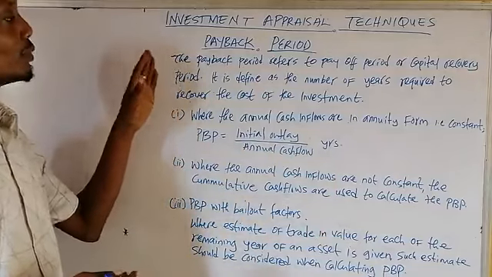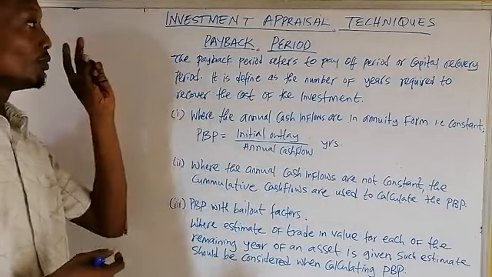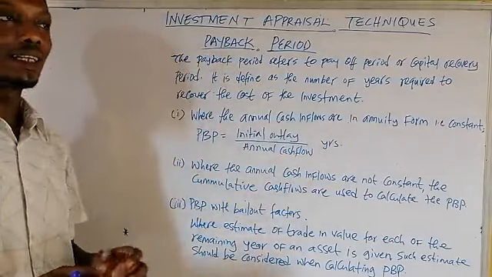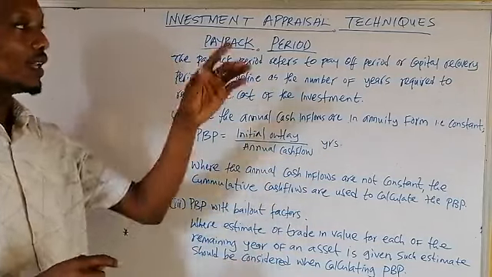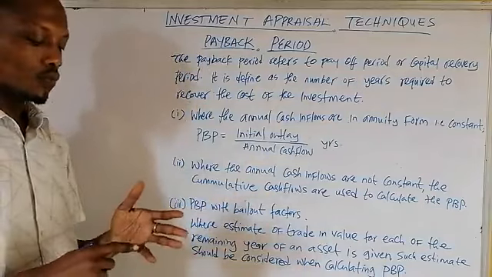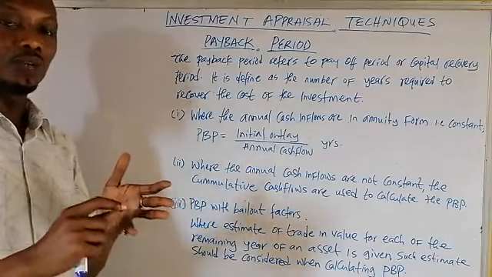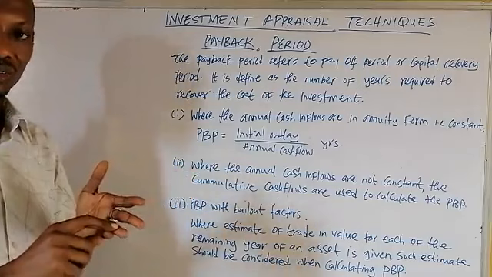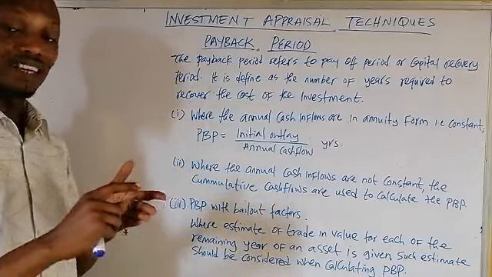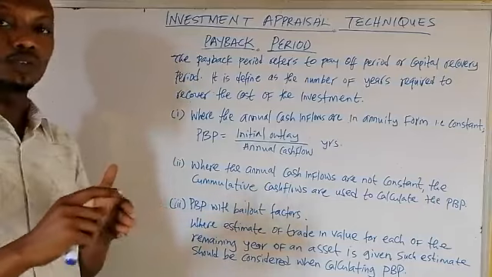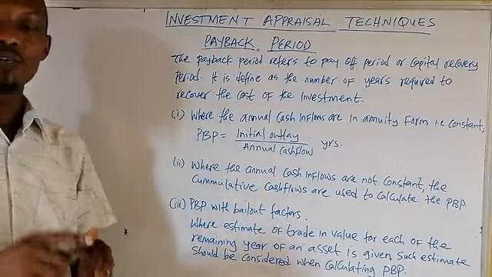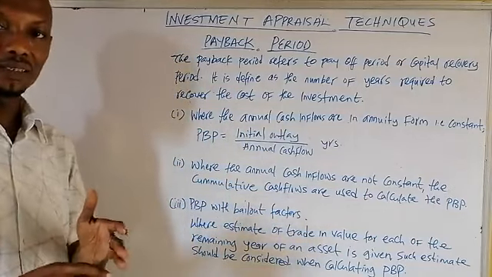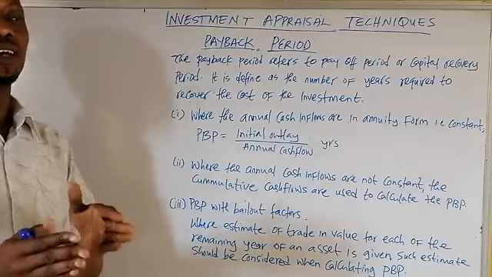Likewise, under the traditional method, I said that we have two methods, which are the payback period and the accounting rate of return. While under the discounted cash flow, we have the discounted payback period, the net present value, which we know as the NPV, the net terminal value, and the internal rate of return. Under the internal rate of return, we have the modified internal rate of return. Also, we have the profitability index, which we also call the benefit cost ratio.